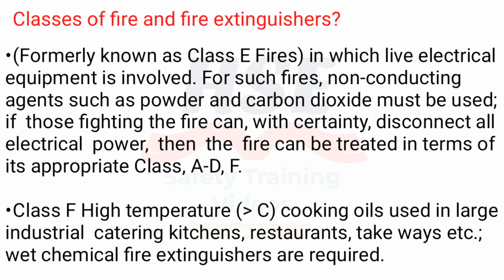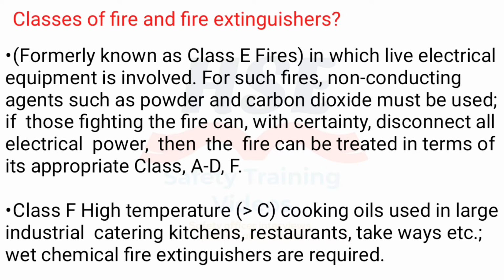Formerly known as Class E: fires in which live electrical equipment is involved. For such fires, non-conducting agents such as powder and carbon dioxide must be used. If those fighting the fire can, with certainty, disconnect all electrical power, then the fire can be treated in terms of its appropriate class: A, B, C, D, F. Class F: high temperature cooking oils used in large industrial catering kitchens, restaurants, takeaways, etc.